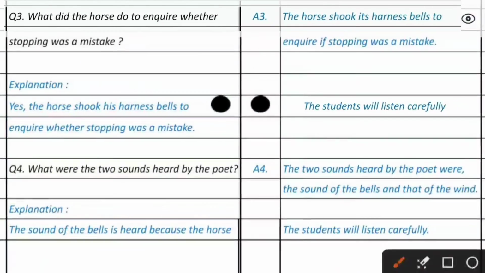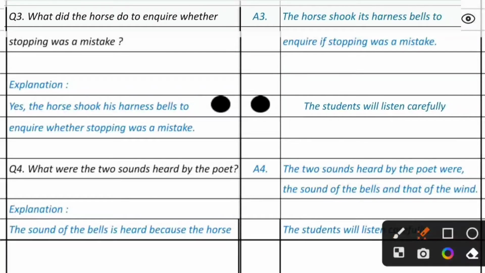And in the same manner, she'll ask the third question, like what did the horse do to inquire whether stopping was a mistake? And the students will give the answer. The horse shook his harness bells to inquire if stopping was a mistake. And then again the teacher will give the explanation.